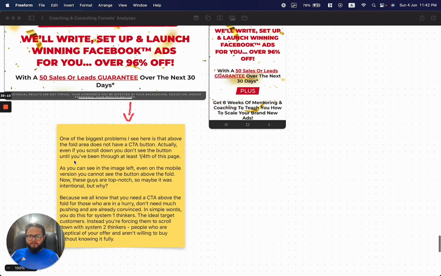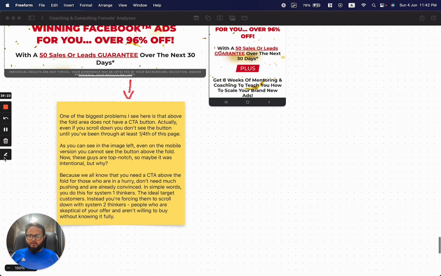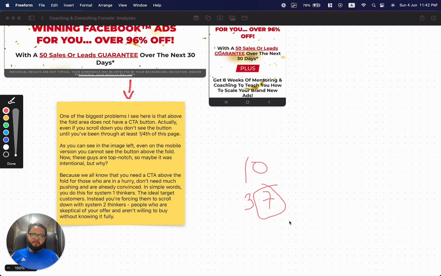So this is amazing. One of the biggest problems I see here is that the above the fold area does not have a CTA button. Because we all know you need a CTA button, ideal target customers. Okay. So yeah, this is something very important. Even if this is intentional, maybe they shouldn't do this, because what you're doing is you've got 10 people. Three of them are emotional thinkers, seven of them are logical thinkers. Now, these seven logical thinkers, they're gonna scroll down the page and find out everything. They're not gonna stop, right?